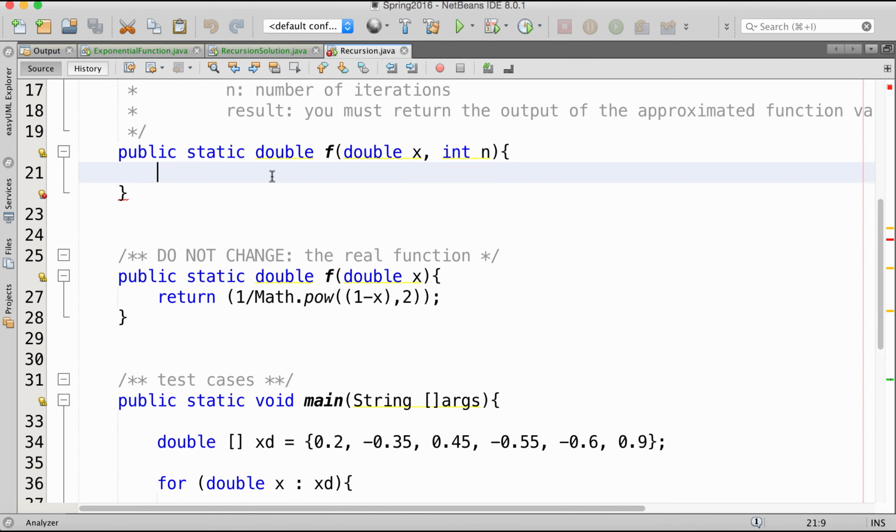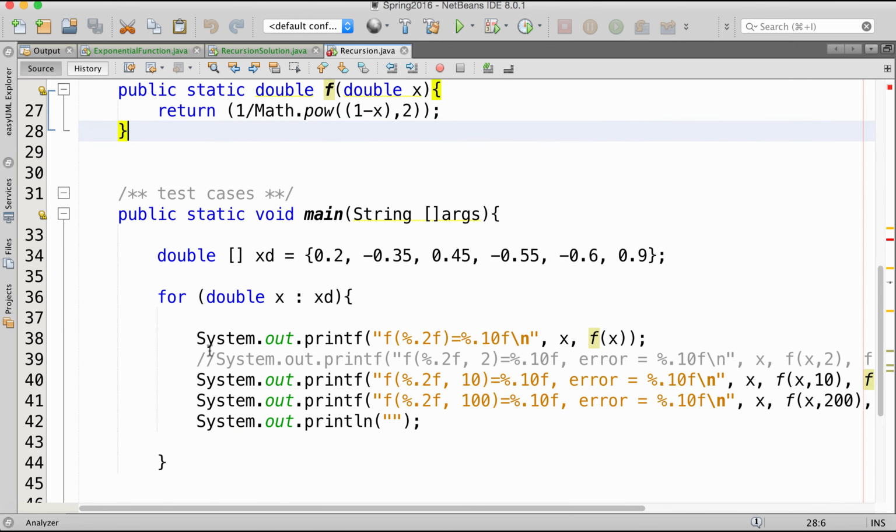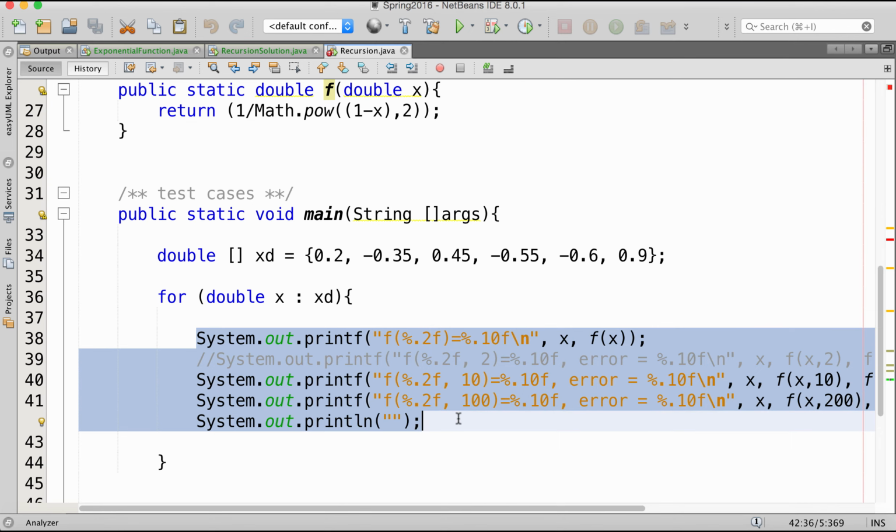So same thing, you define f using recursion. This is f using the real function, like we did with the exponential using Math.pow. Then we make a test case that allows us to compare the two different functions, the one that is approximated and the one that is the real value. Math.exp is a built-in function, right? And Math.pow, the power, is also a built-in function in Java.